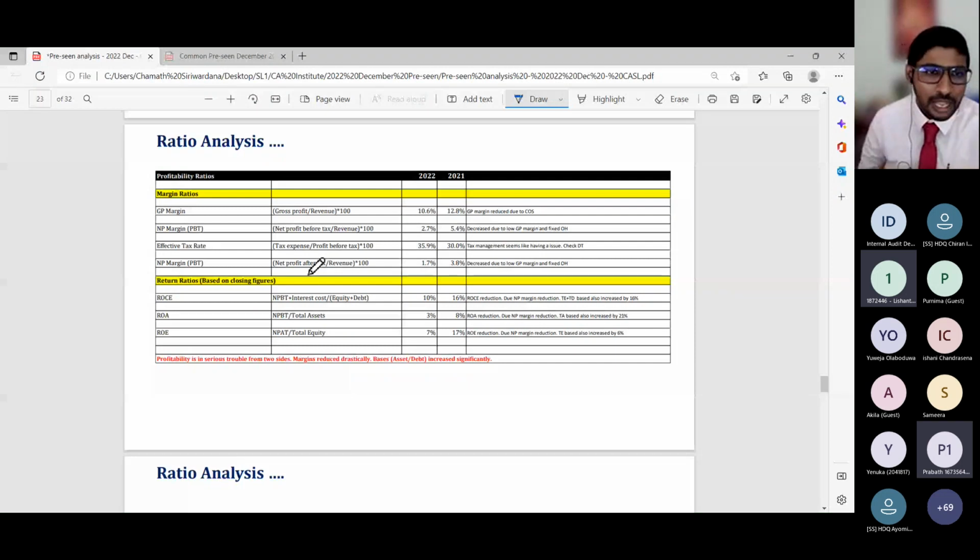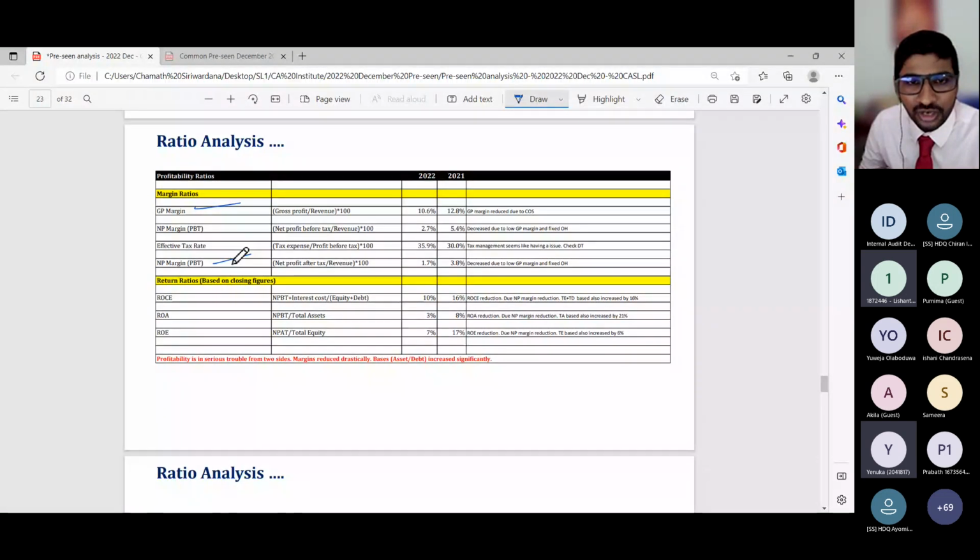Here I will give a brief introduction to profitability. I am not going to go into detail ratio by ratio, but I will give you a brief introduction. You can see the gross profit margin and net profit margin; we'll take these two key ratios. The gross profit margin has reduced. The net profit margin also has reduced. Why? The gross profit margin has reduced due to several reasons. What are the several reasons? The first one: revenue drop, cost of sales increase, and overheads remain the same.